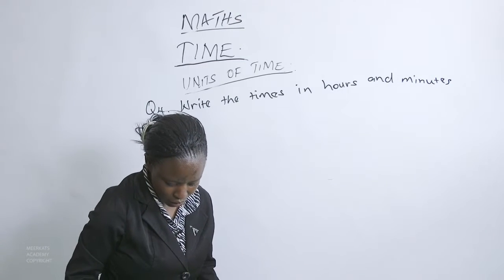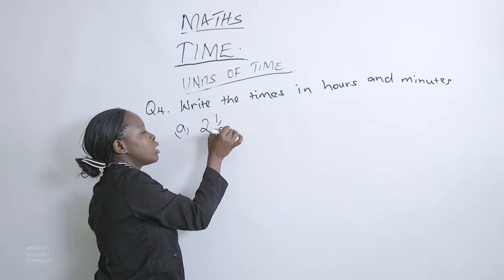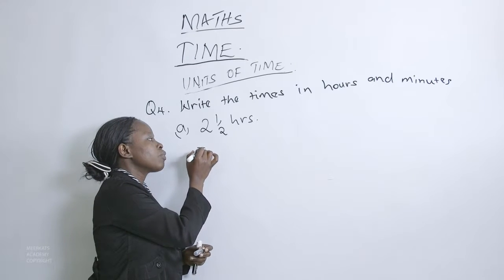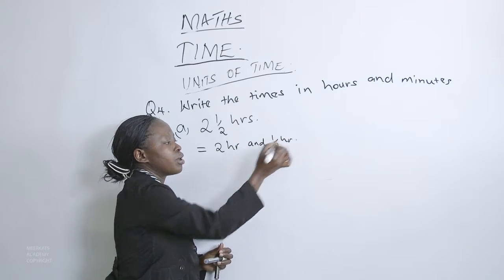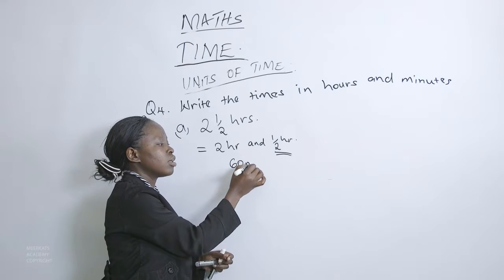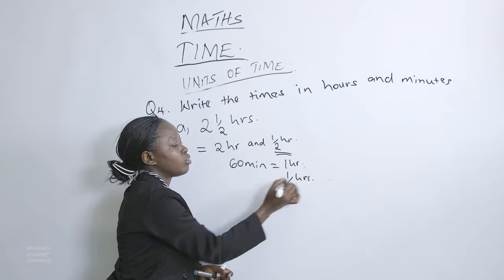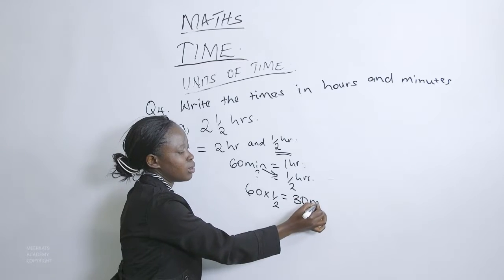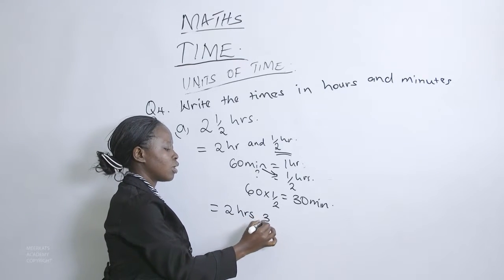So the next question, we are required to write down the following times in hours and minutes. And the first time we have is 2.5 hours. So we need to convert 2.5 hours to hours and minutes, meaning we are having 2 hours and we also have a half hour. So I need to convert my half an hour into minutes. And we know that 60 minutes is equivalent to 1 hour. So what about a half an hour? How many minutes will it be? So I'll have 60 times a half, and 60 times a half is 30 minutes. So that means 2.5 hours converted to hours and minutes will be 2 hours, 30 minutes.